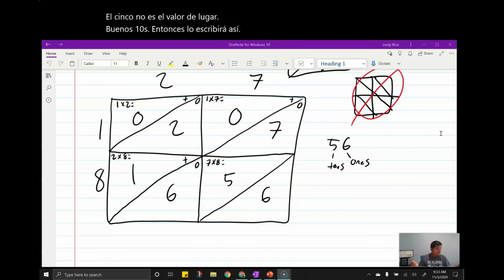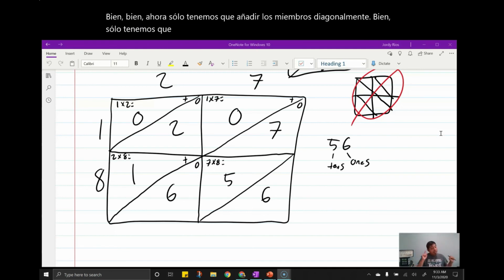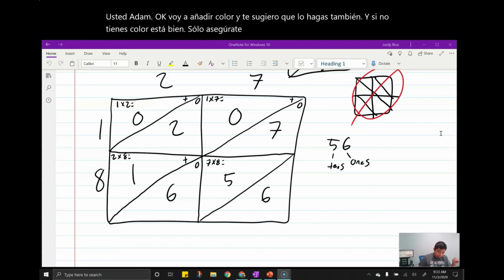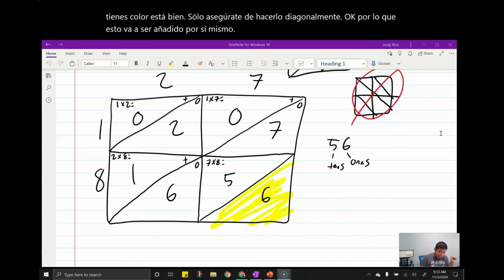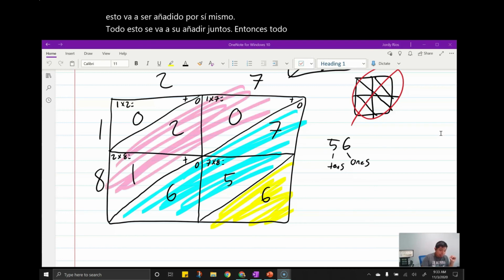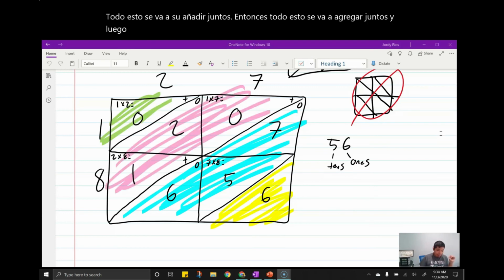Okay, good. Now we just gotta add the numbers diagonally. Okay, we just gotta add the numbers going down. Here's how you add them. Okay. I'm gonna add color, and I suggest you do it too. And if you don't have color, that's fine. Just make sure you do it diagonally, okay? So this is gonna be added by itself. All of this is gonna be added together. Then all of this is gonna be added together. And then lastly, this is gonna be added by itself, okay? See how it's all diagonal, okay?